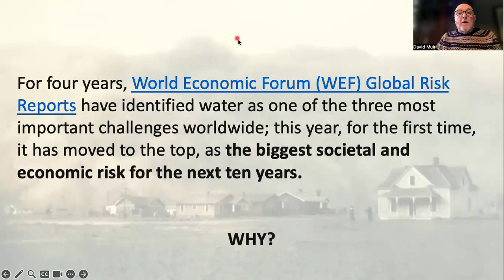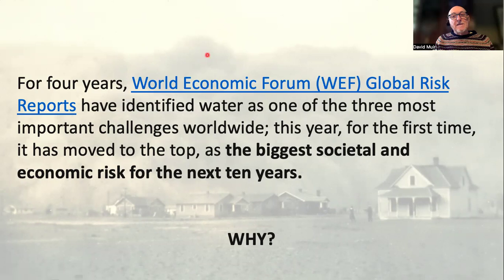So the World Economic Forum, which just celebrated, by the way, World Water Day on March 22nd, produces the Global Risk Report every year, which you can access through this link. They have identified water as one of the three most important challenges that the human population faces worldwide. And this year, they have designated it as the biggest societal and greatest economic risk for the next 10 years. So we have to ask ourselves why this is so. After all, most of us here live in the United States.